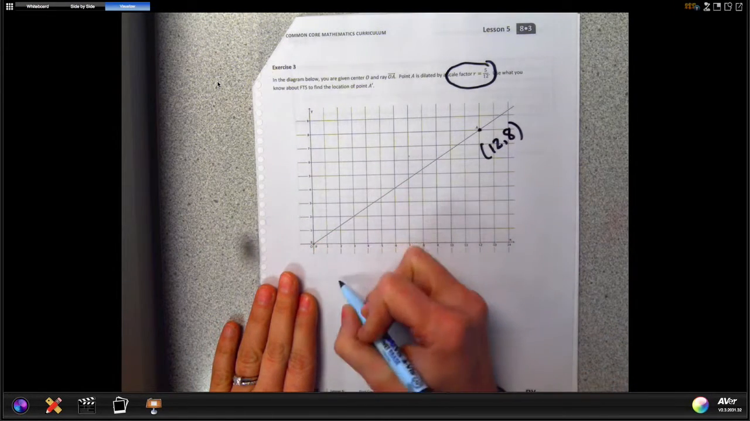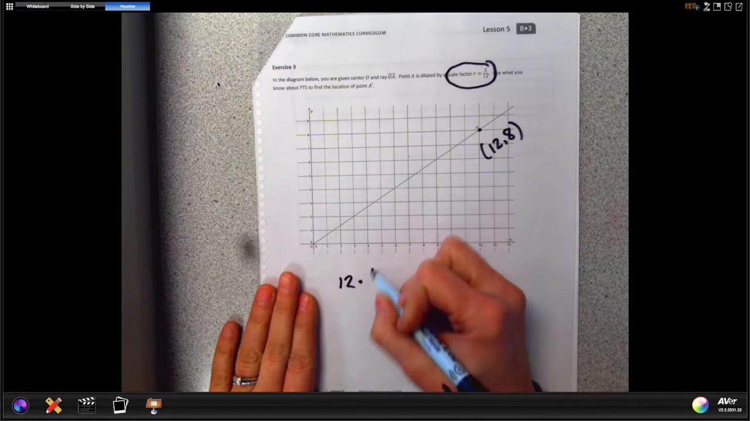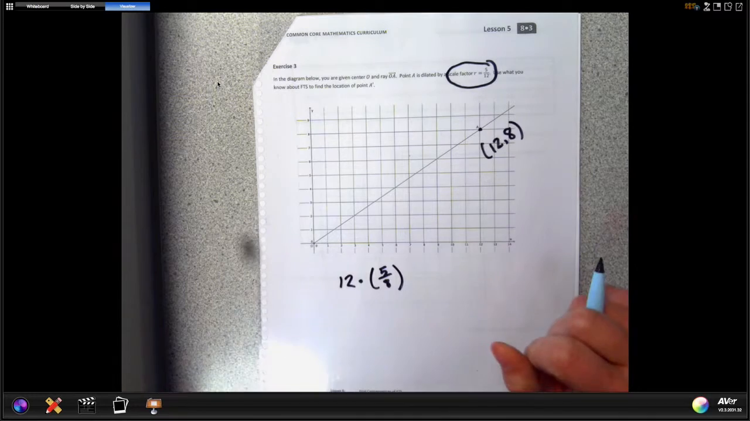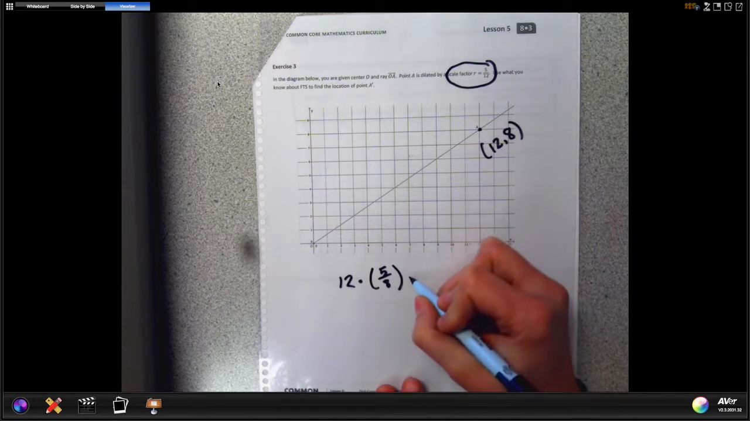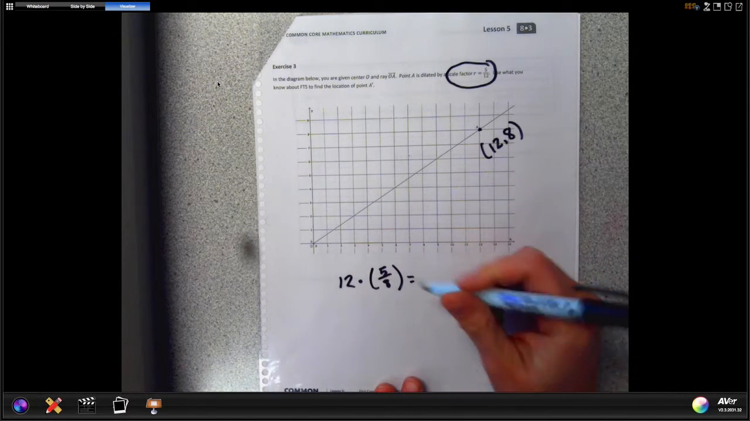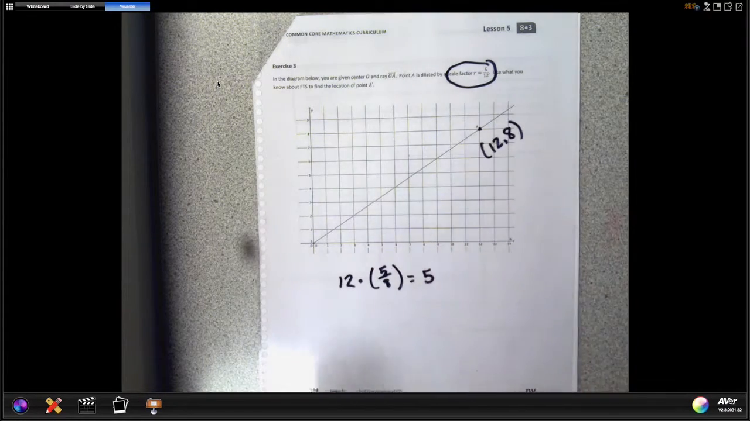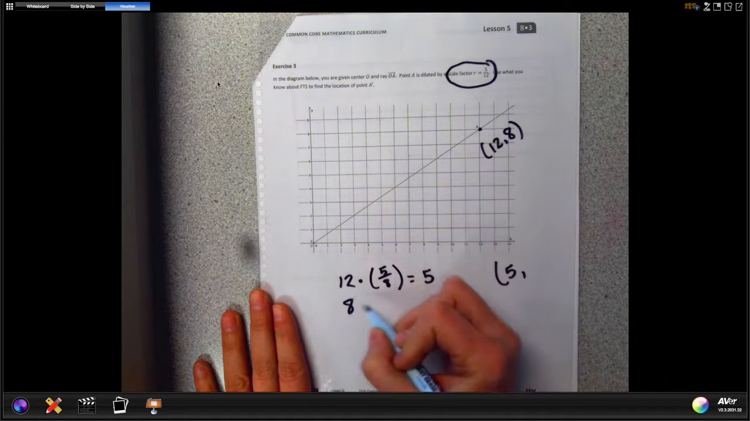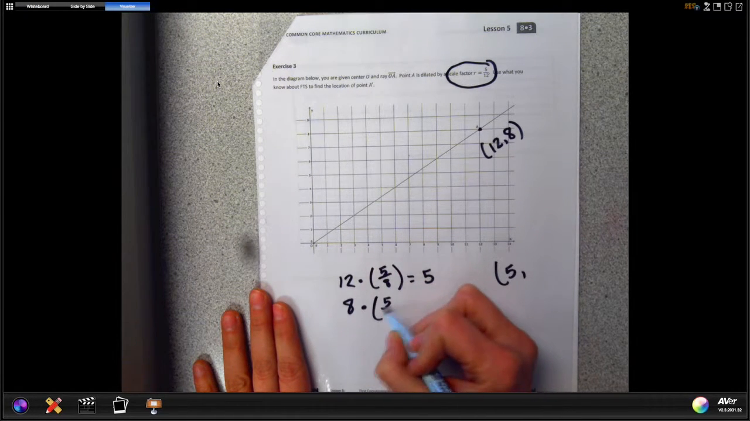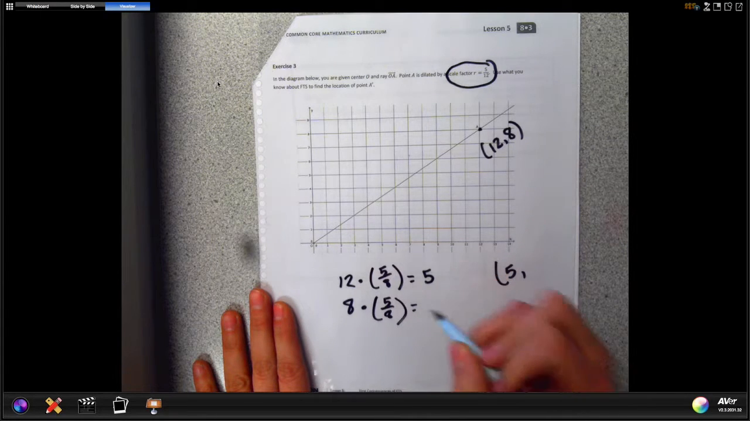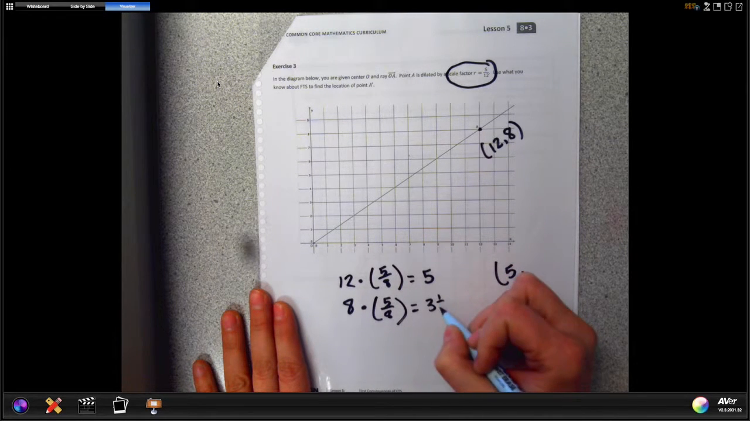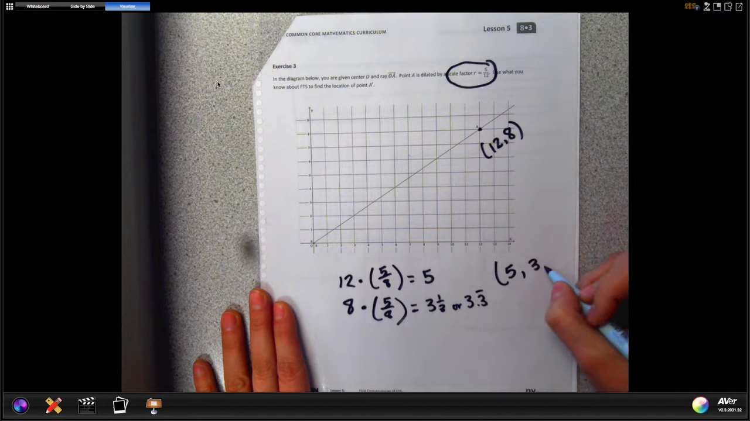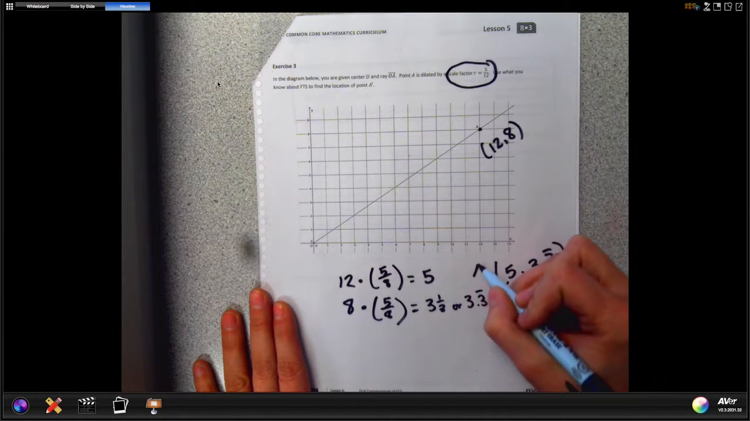So 12 times 5/12, and for those of you that don't remember, 5/12 is the same as 5 divided by 12. If you do that, 12 times 5/12, you're going to get 5. So that's our new x coordinate. And then if you do 8 times 5/12, you get 3 1/3. For those of you that like decimals better, that would be 3.3 repeating. And that's our coordinates for A prime.